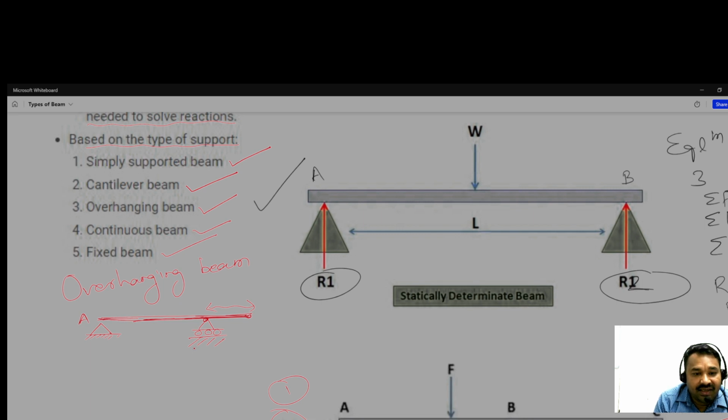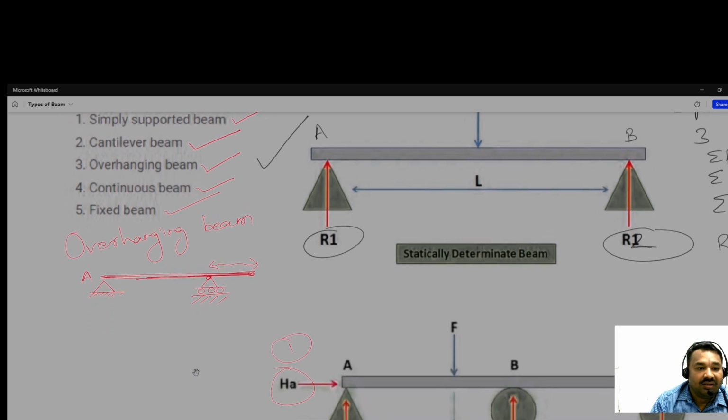ठीक है, ये सपोर्ट से एक्स्ट्रा, जैसे आप देखेंगे घर के सामने एक एक्सटेंडेड पोर्शन रहता है, that is known as the overhanging beam. ठीक है, ये दोनों साइड से हो सकता है, like here the support may be here, support may be here. तो देख सकते हैं ये both sides overhanged. ठीक है, overhang this length and this length.